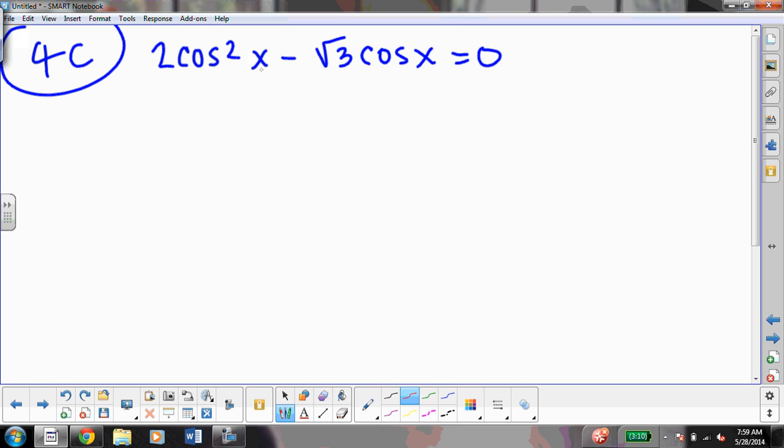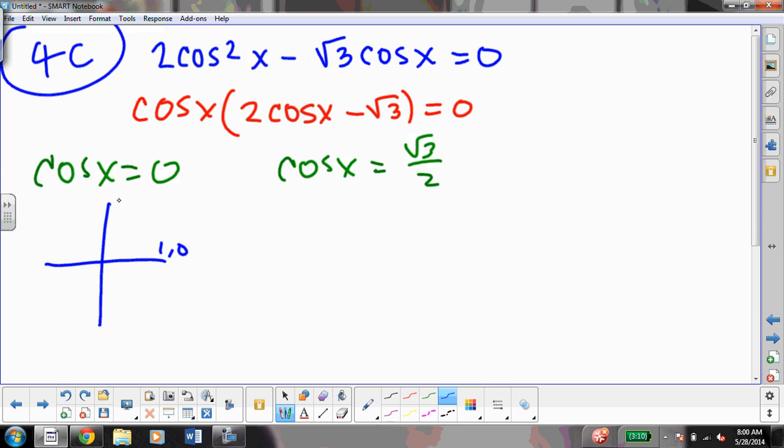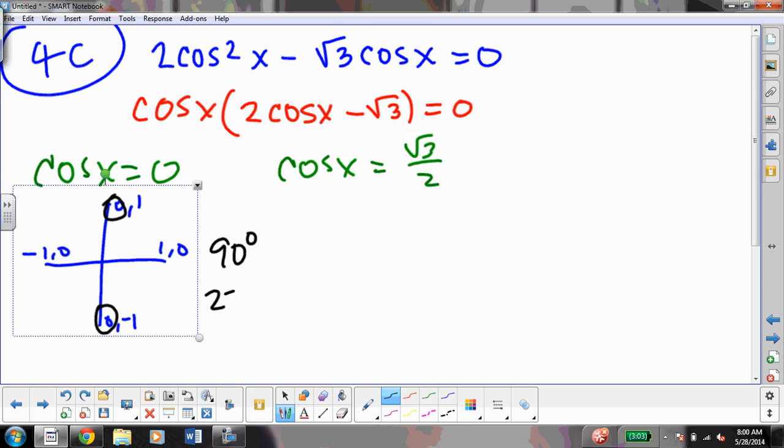Alright, for this problem, the first thing I need to do is factor out a cosine, because I have a squared term and a non-squared term. Now I'll create my two equations. I have the cosine of x equals 0, and the cosine of x equals root 3 over 2. Where the cosine of x equals 0, I know I'm going to be on an axis. The x value of the point represents the cosine, so where the cosine equals 0 would be 90 degrees and 270 degrees.